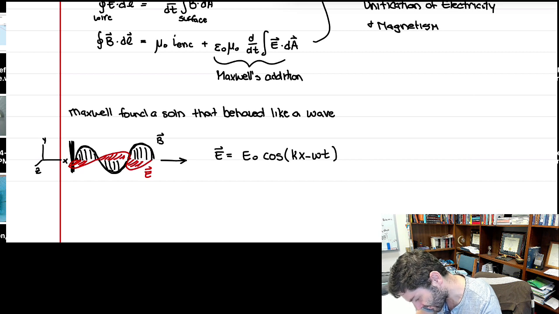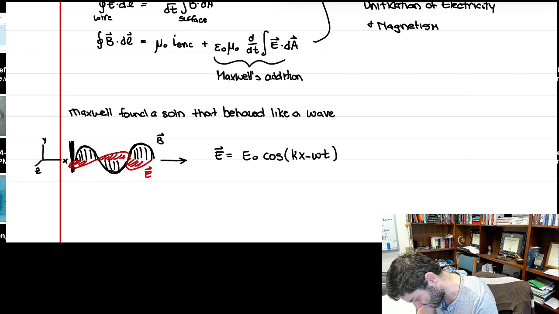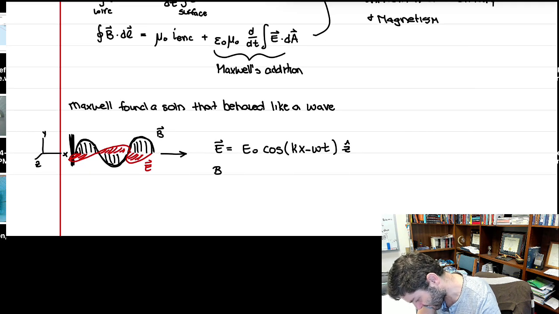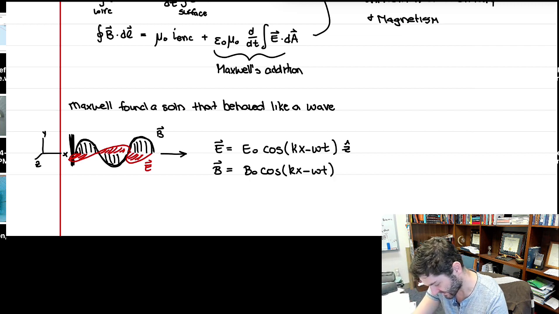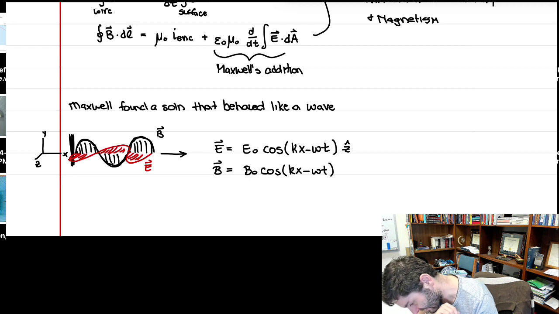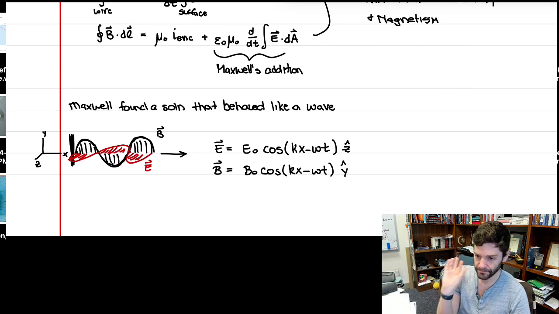So the thing is traveling in the x direction, but then the electric field goes in and out of the page, so it would have some sort of z component, and the magnetic field is some sort of B naught, and it also would be some sort of cosine kx minus omega t, the x inside the cosine because it's traveling in the x direction, but then it goes up and down, that would be in the y direction. Now, don't worry too much about these expressions.